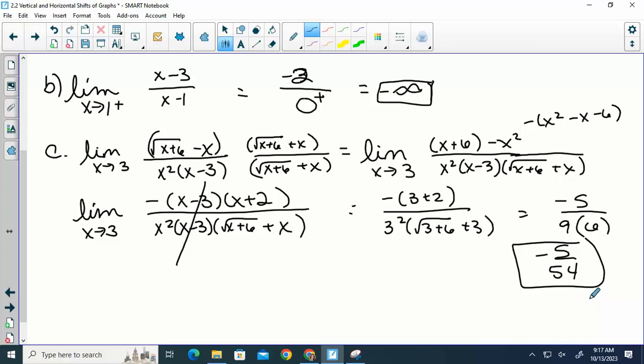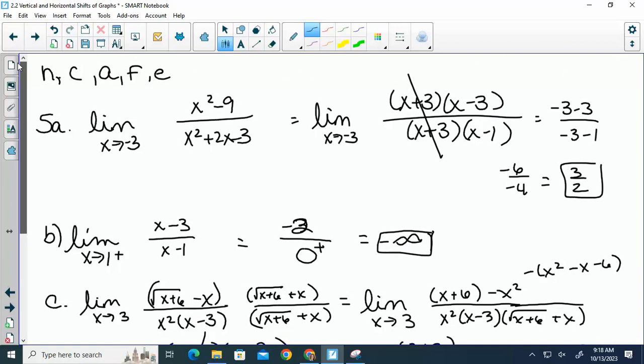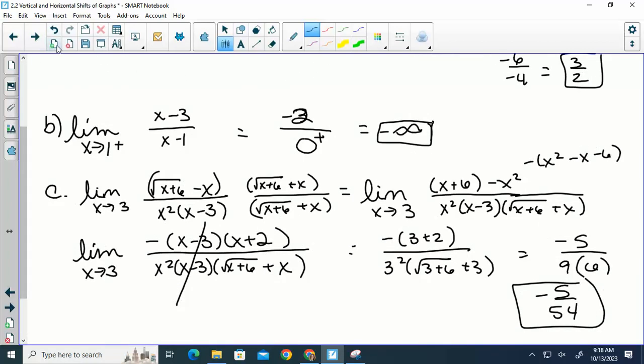So when you have radicals, try the conjugate. Remember, just trying to plug in the number and reason through it, that's the last resort. And that only works if you've factored out and canceled everything that will. Okay, so we have to try that option. Let's look at E.